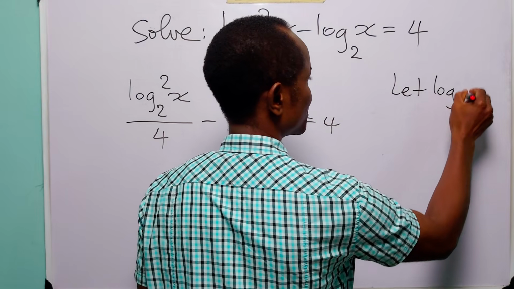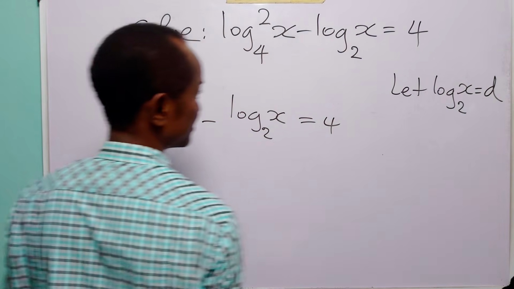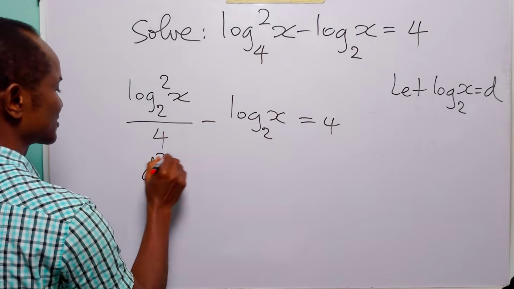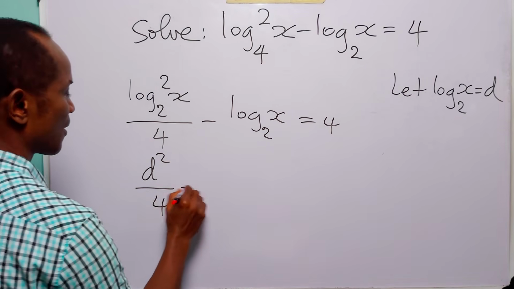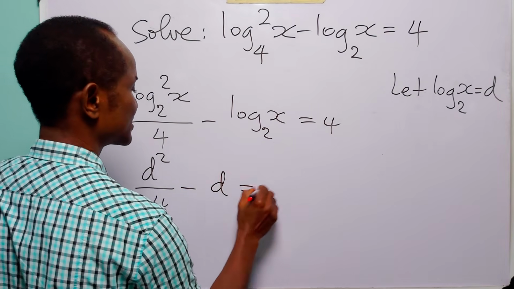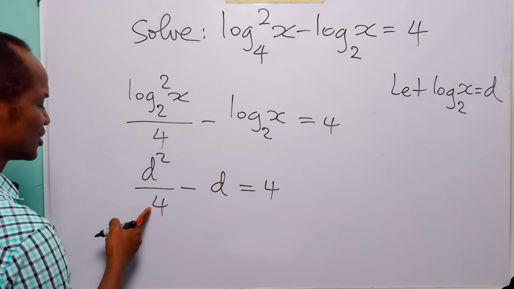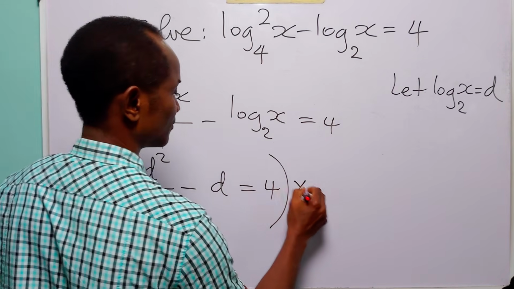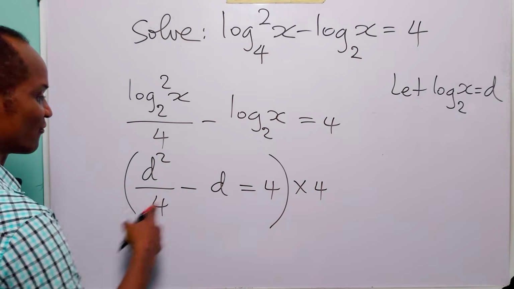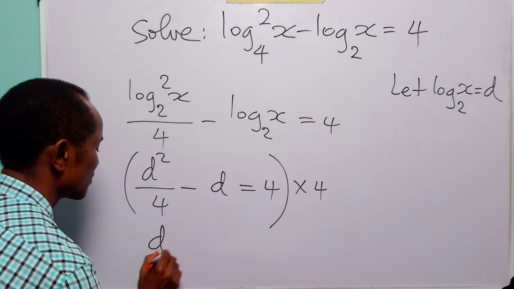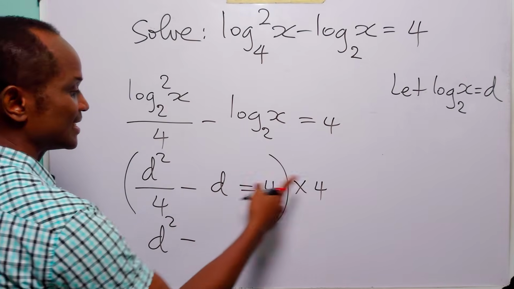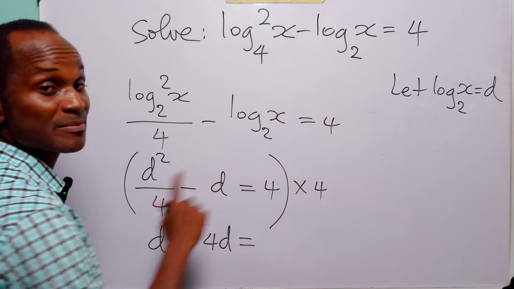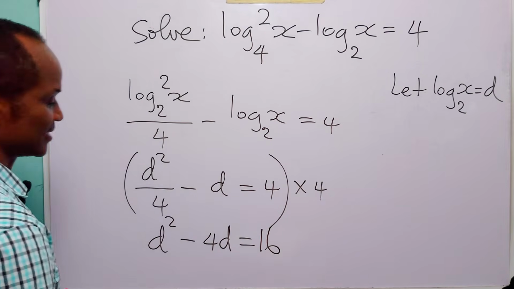So let log to base 2 of x be equal to d. And with this substitution, this equation becomes d squared over 4 minus d is equal to 4. And to get rid of this fraction, let us multiply through this equation by 4. d squared over 4 times 4, of course, is equal to d squared. d times 4 is 4d, and this is equal to 4 times 4, which is 16.